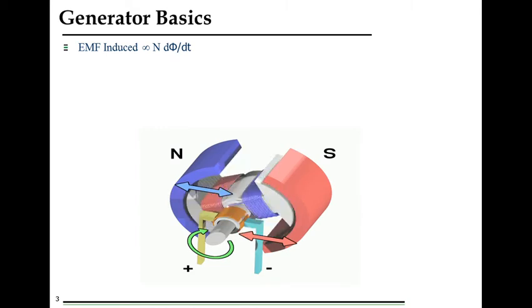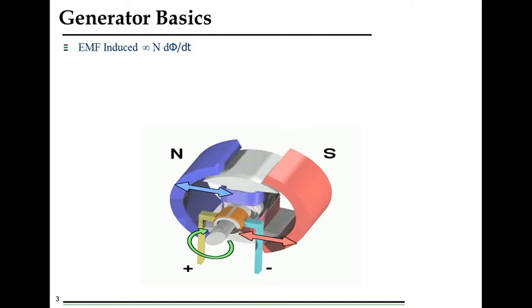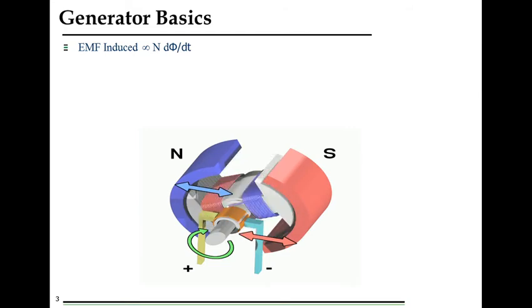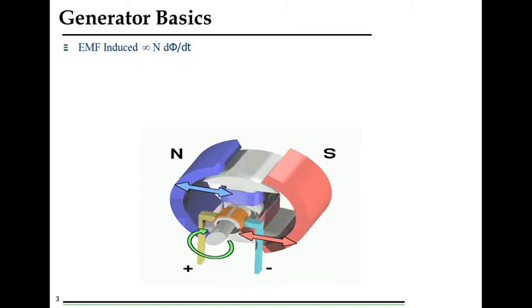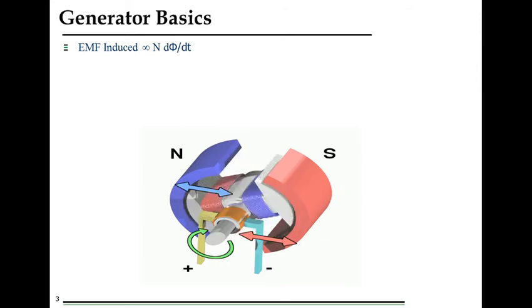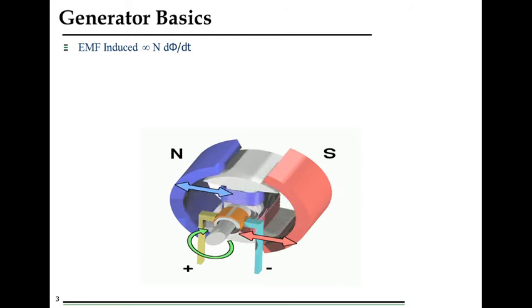So EMF induced mathematically, if we write it, will be proportional to dφ/dt, and if there are N number of turns, then EMF induced will be proportional to N dφ/dt. So this is what Faraday law of electromagnetic induction states, and a generator runs on this principle.